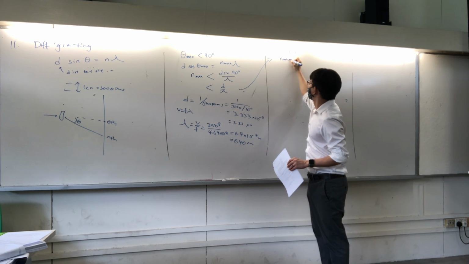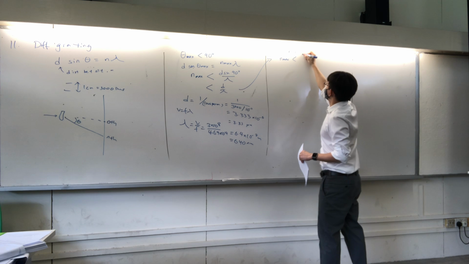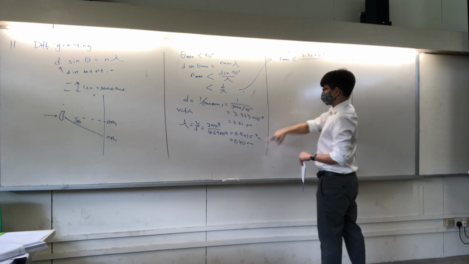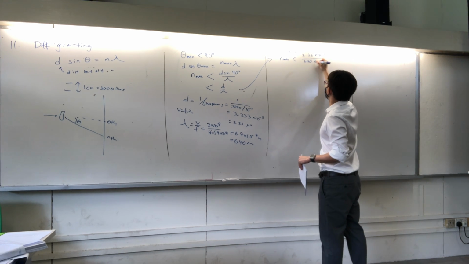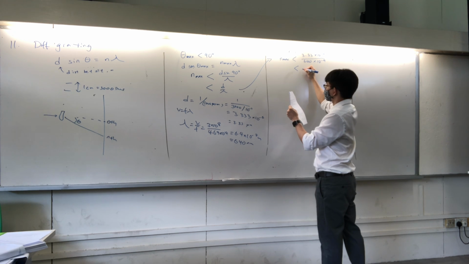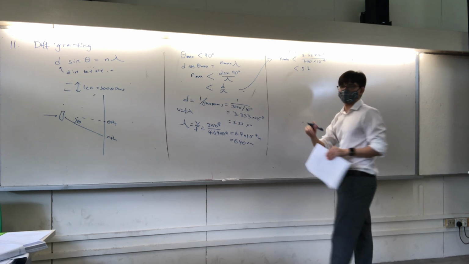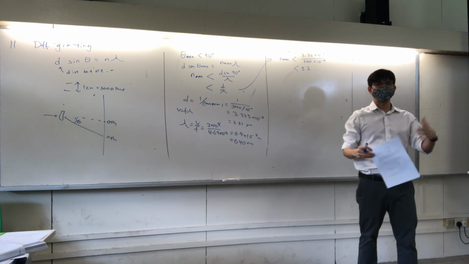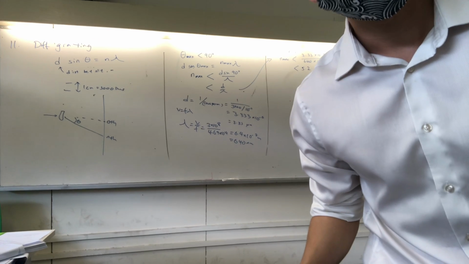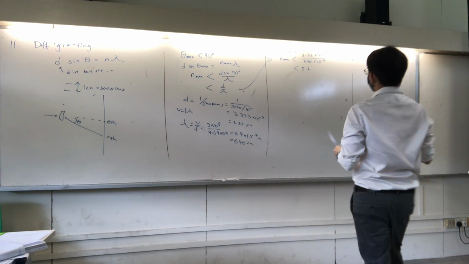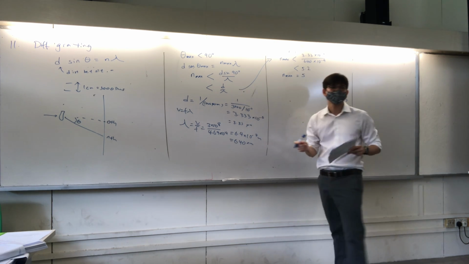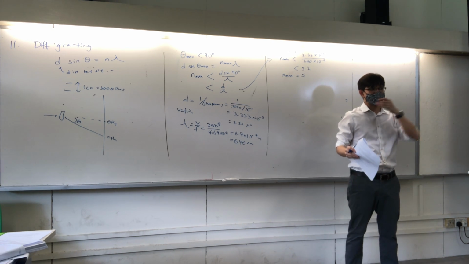n max must be less than 3.33333 micrometers over 640 nanometers. So it must be less than 5.2. Right, and n is an integer value. So therefore n max must be equal to 5. So this means I can see 5 orders beyond the central maximum.